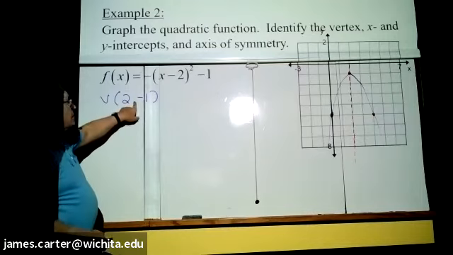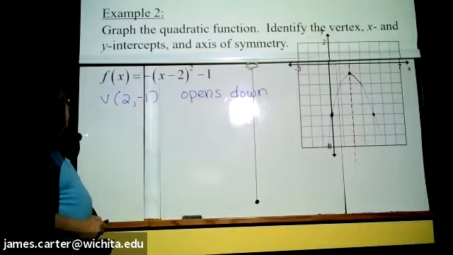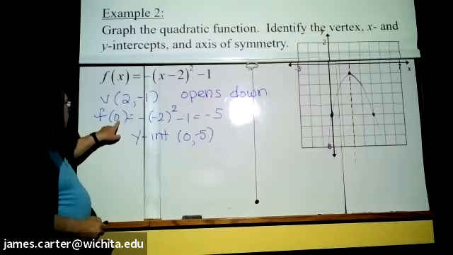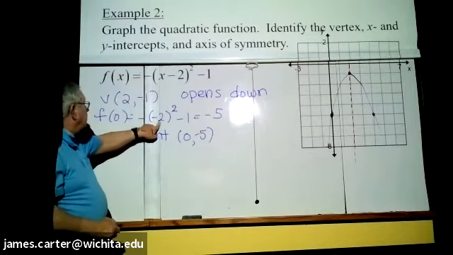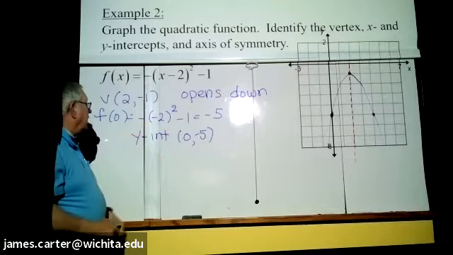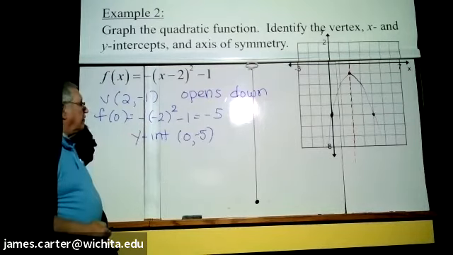Okay, the vertex, 2, negative 1, we've got that. It opens downwards. We've got that. They're finding the y-intercept by replacing x with 0. So they substitute in 0 here, and they get the negative 5, just like I did, in the point 0, negative 5.